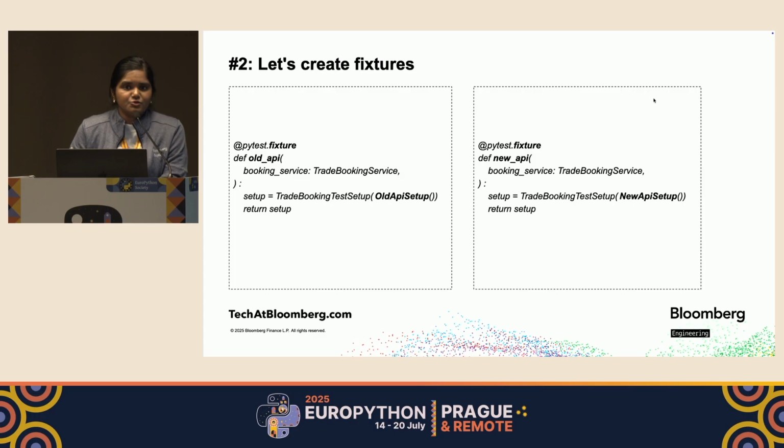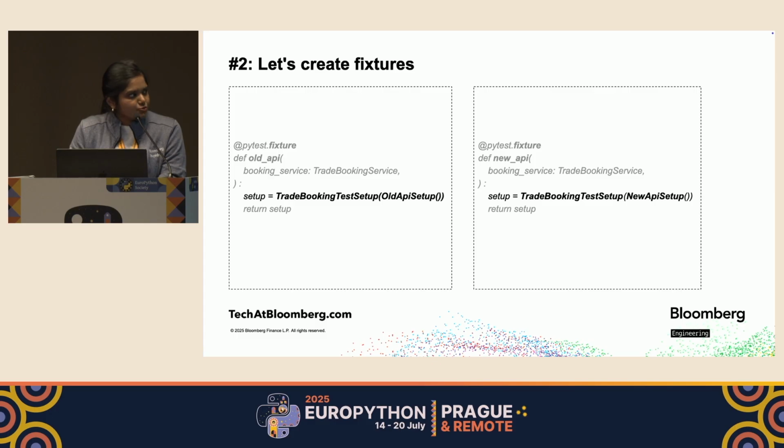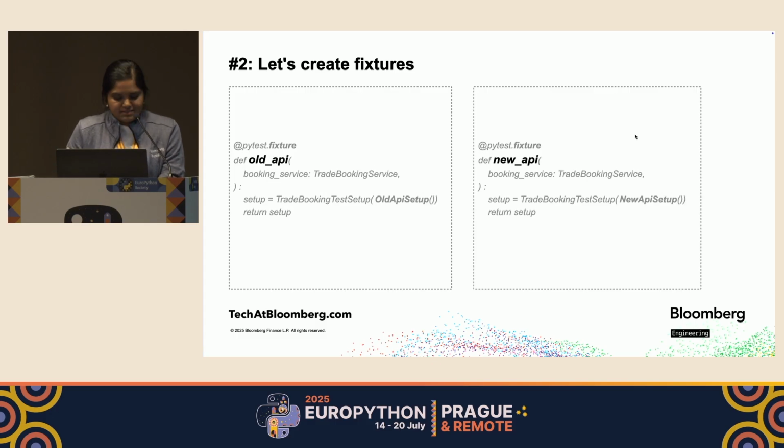Step 2, it's time to create fixtures. Now we wrap both of our setups into their own fixtures. These fixtures instantiate the appropriate setup class and let us inject into our tests. The fixture name matters in this case because that's how pytest knows what to inject. It's effectively the reference point for calling the fixtures.